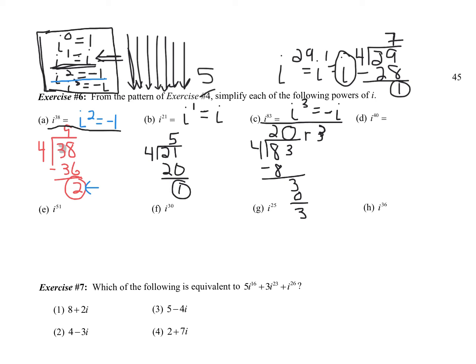Now, even if in your head you can go from i to the 83rd to negative i, in my classes, and this is Mrs. Sauer talking, you have to write that middle i cubed just to show work.